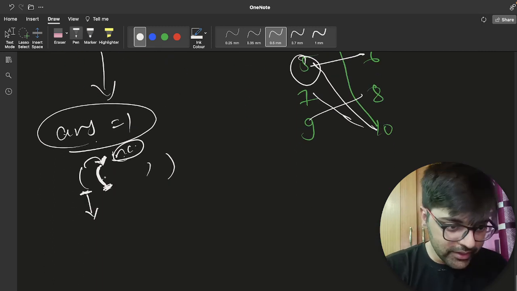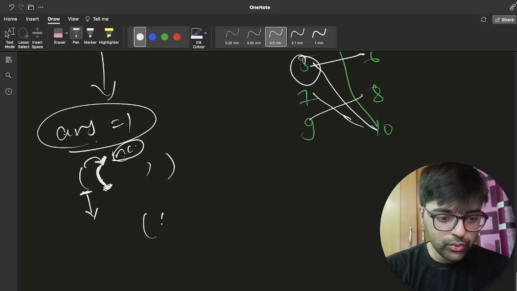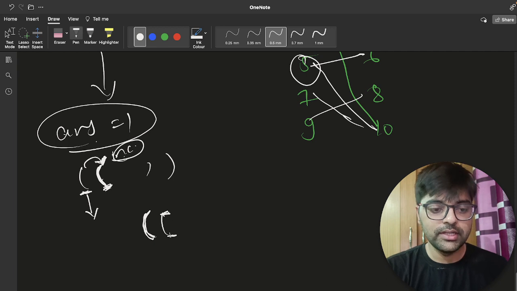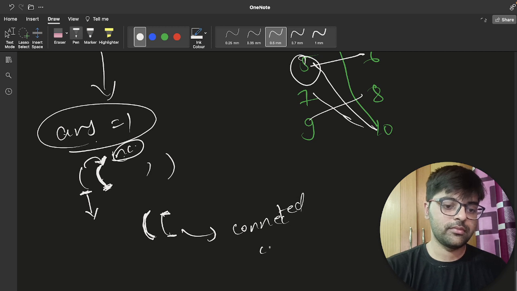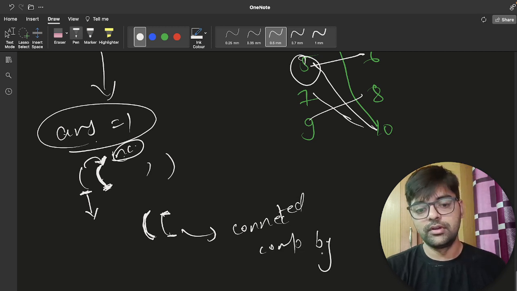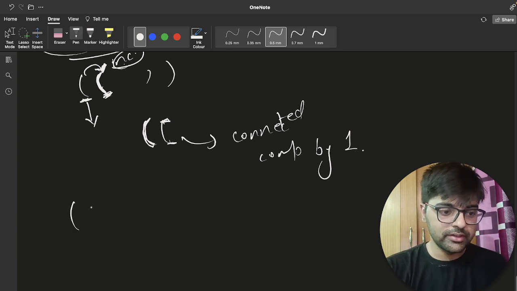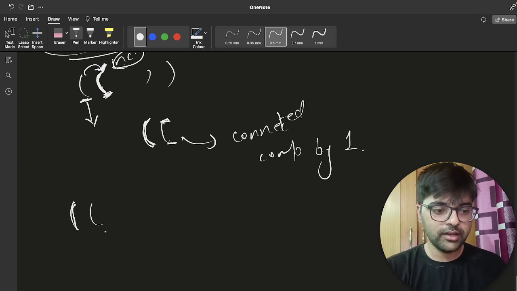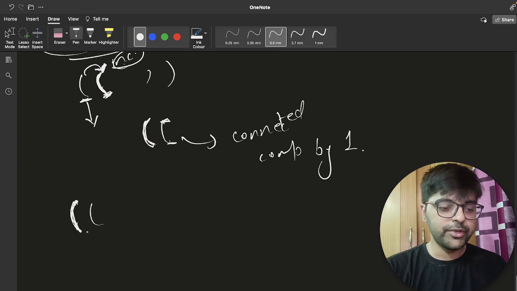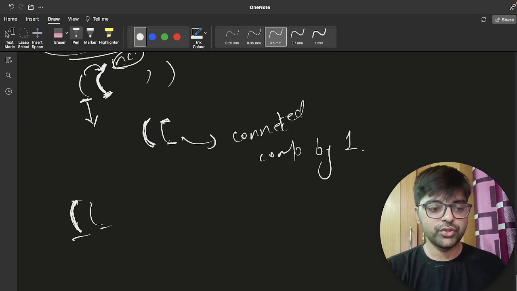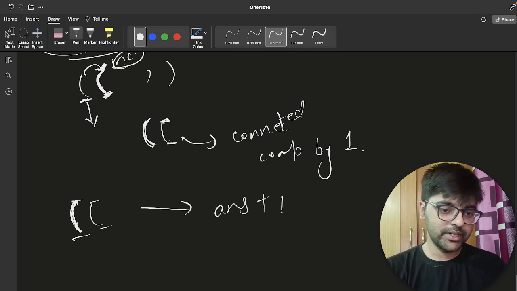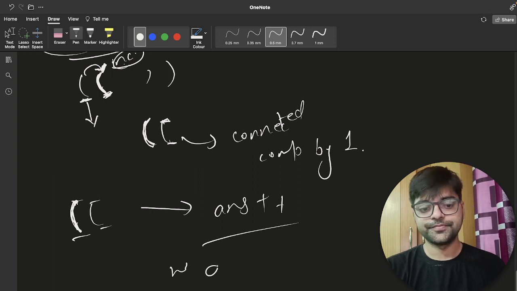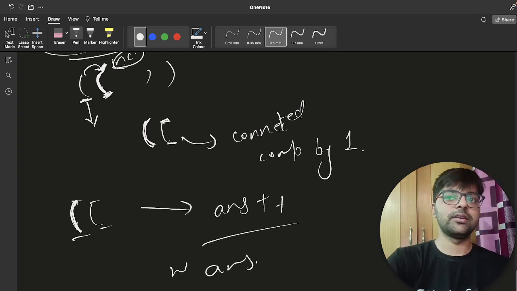So whenever you get 2 consecutive openings like this, you increase the connected components by 1. You will have to find how many opening brackets there are such that the next element is also an opening bracket. That is the number of times we will have to increase our answer, and we'll get our final answer. So this will be the total number of connected components.